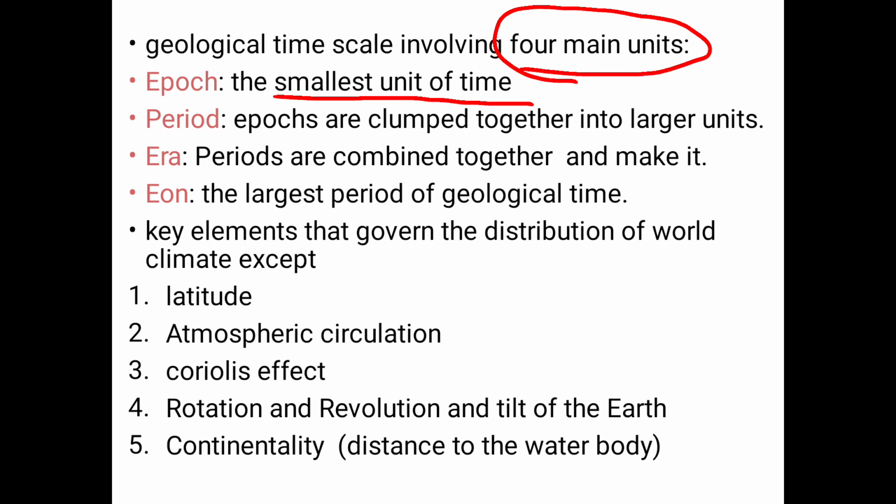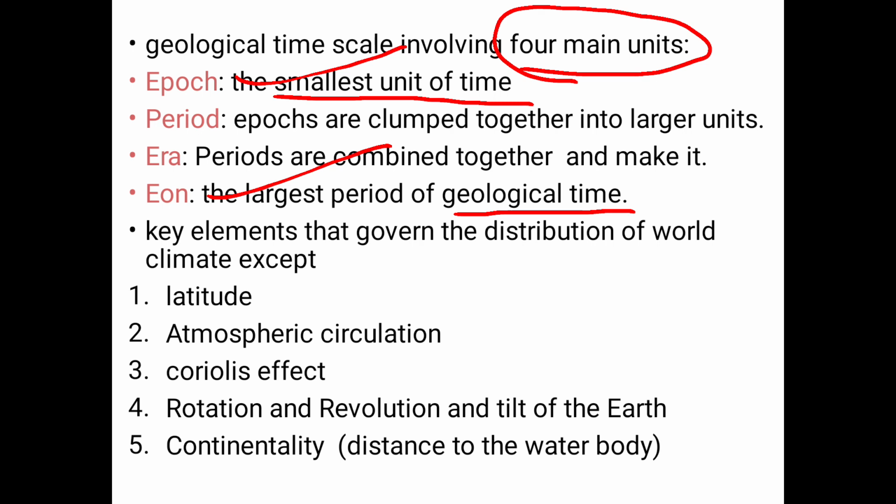Eras. Eras are the summation or the collection of periods, or periods are combined together and make eras. Eons are the largest periods of geological time scale. So the smallest is epoch and the largest one is eons.